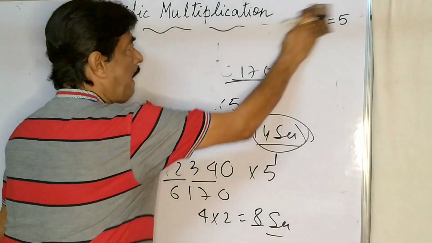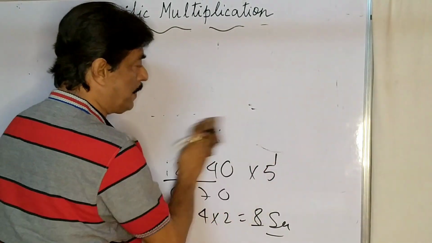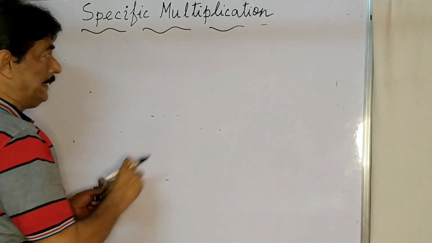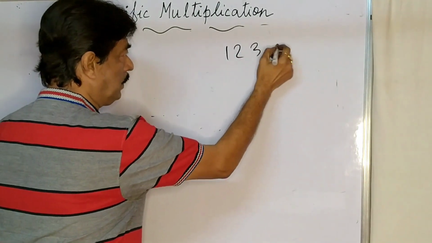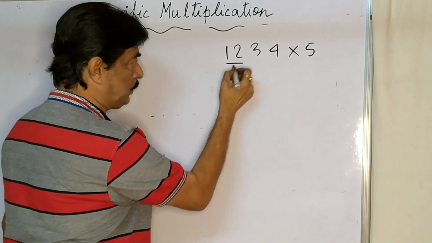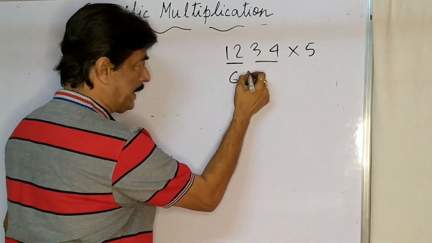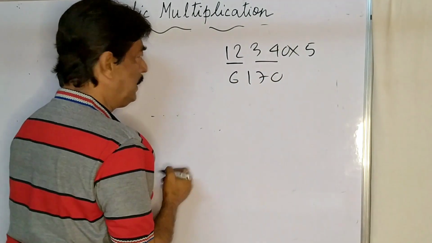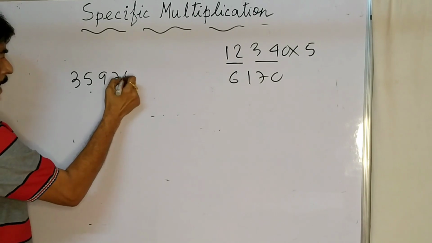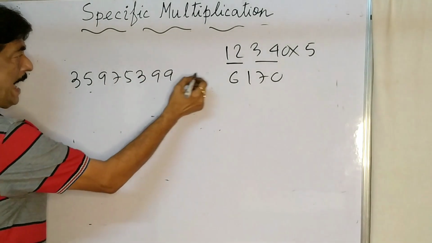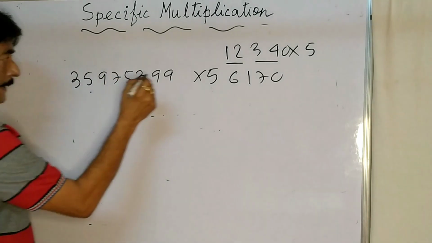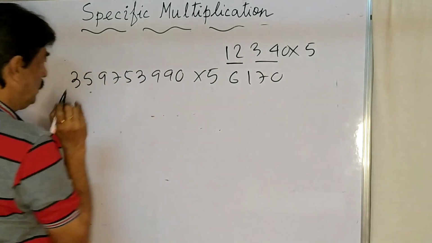Let us consider I am giving the number; all are not so easy. In this case, 1, 2, 3, 4 multiplied by 5. You can say, sir, take an easy number: 12, make it up, 70, 37, make it up, and 0. I put it over here. If I say 3, 5, 9, 7, 5, 3, 9, 9, and now multiply by 5. Rule 7, same rule, put 1 0 here.